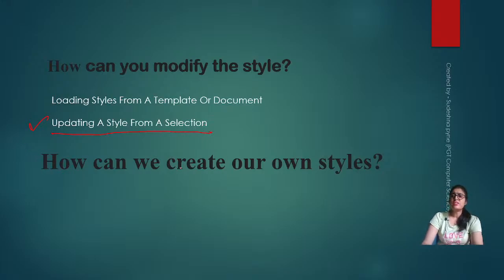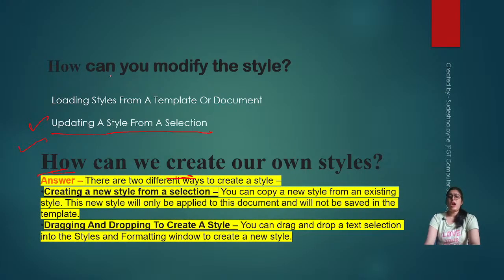Next is how can we create our own style. That is called a custom style as well. The answer is there are two different ways to create our style: creating a new style from a selection, or dragging and dropping. So this is the first one, create a new style from a selection, and dragging and dropping to create a style.